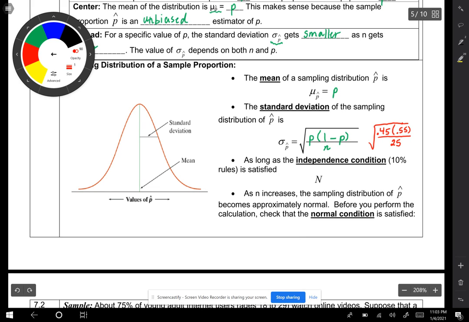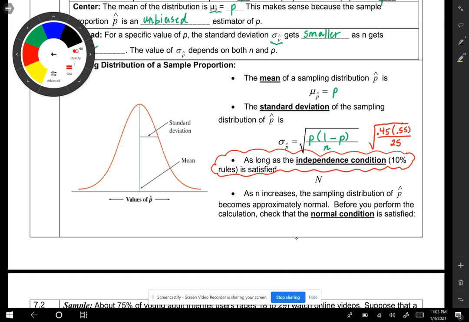If you did the second one, then you would just put 50 in the denominator, and everything else is going to be the same. So you can only use that formula for the standard deviation of the sampling distribution as long as the independence condition is satisfied. You cannot use it if the 10% condition is not met. And when I say the 10%, that's what we need to put over here.